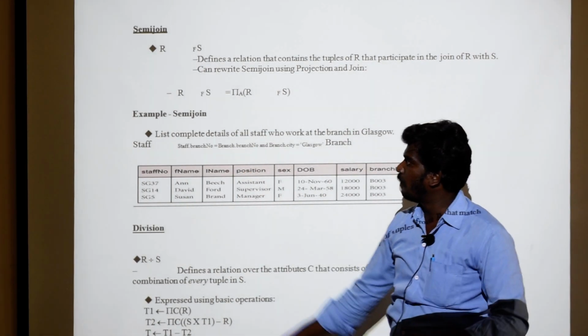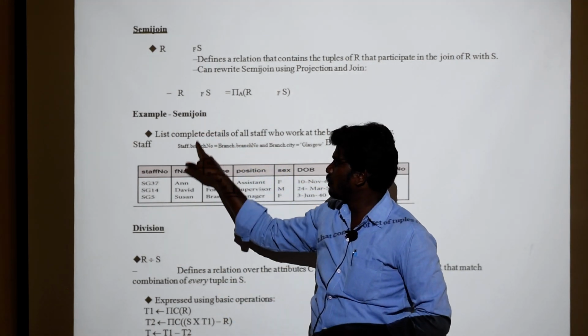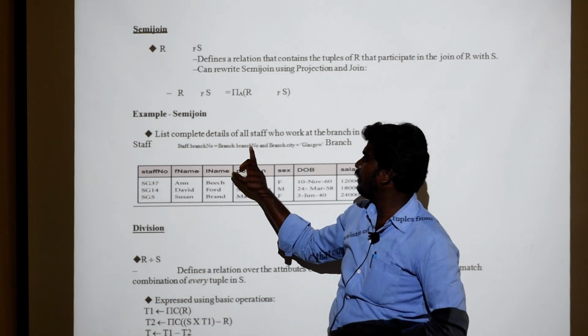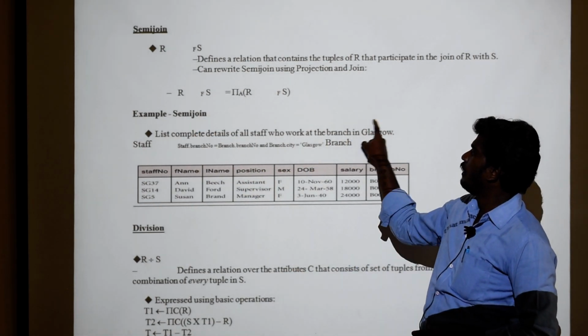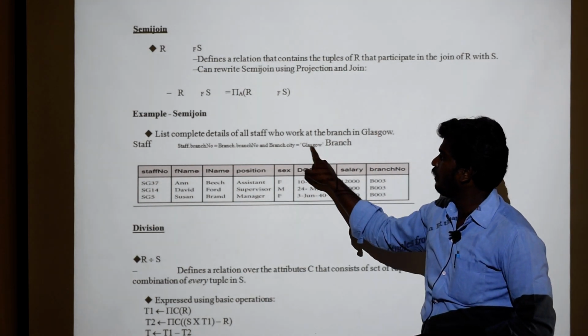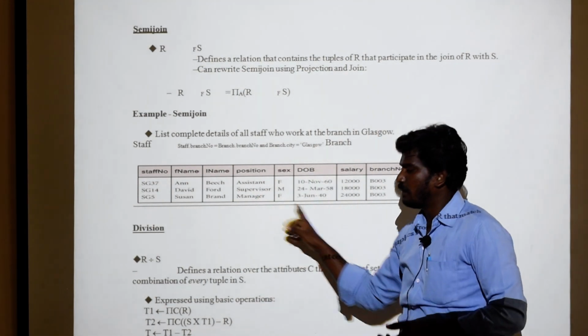Here there are two different tables, R and S. R is the staff, S is the branch, that's all. So totally combined with whichever constraint you want, Glasgow you want, so that equals Glasgow. So the output is some predicate, that's all.